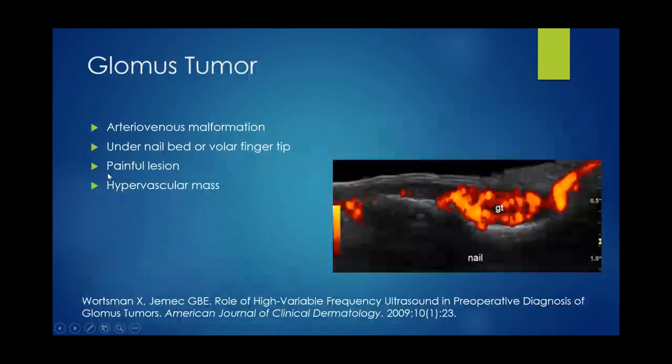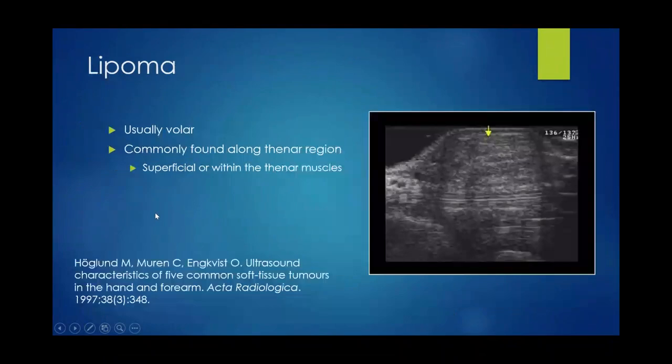the last one is the glomus tumor, which is an arteriovenous malformation that's found at the tip of the finger. They would present with a painful swollen fingertip. The AVM is either found underneath the nail in the nail bed or along the volar tip of the finger.